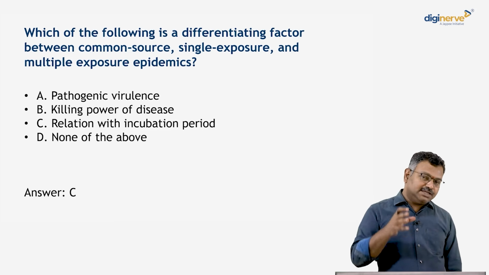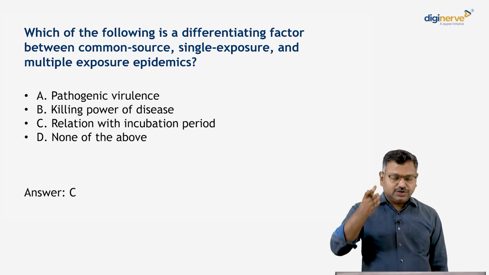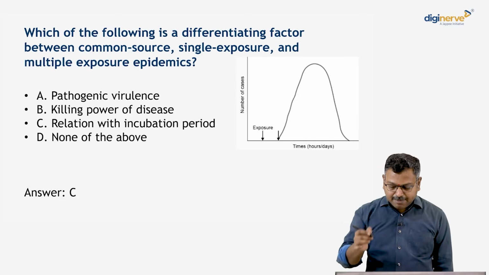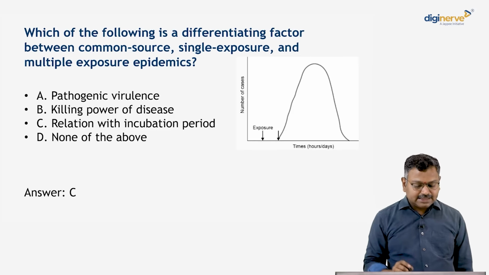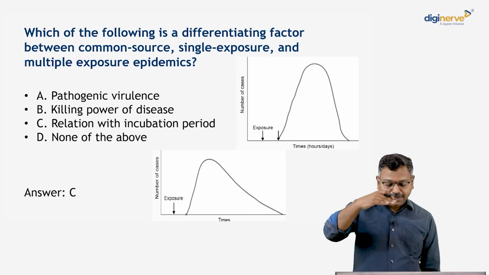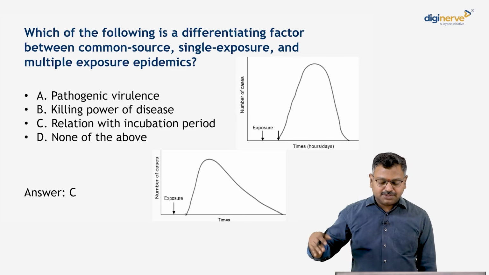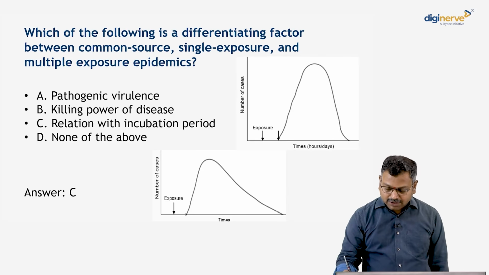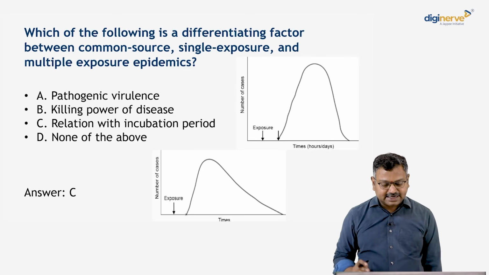Now single exposure means a common source is there. So you have one incubation period, there is a rapid rise and then a rapid fall. Whereas in a condition with multiple exposures, you have a rapid rise and then a slow fall because there is a continuous exposure, either an STD or waterborne cholera or Legionnaires' disease.